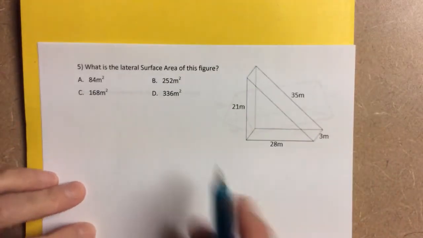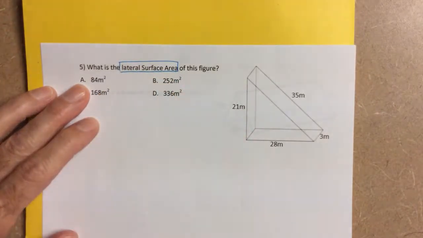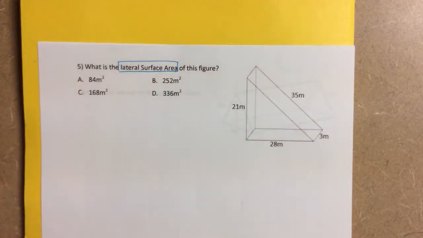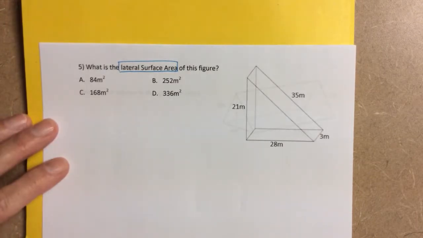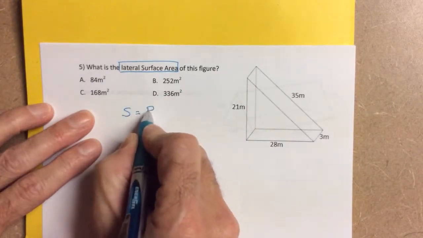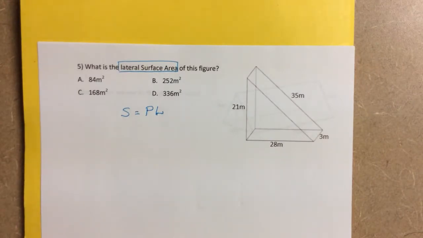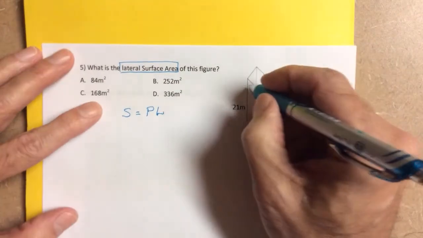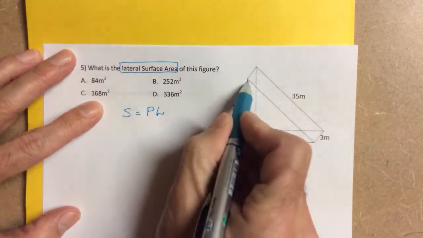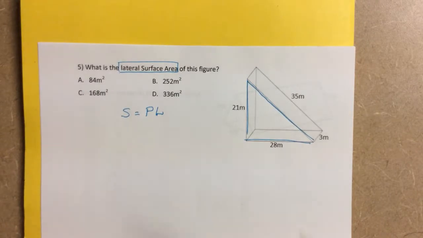Number 5, lateral surface area of this figure. I think this probably trips some people up. What is this figure? Well, it's a triangular prism. So lateral surface area would be perimeter of the base times the height. Well, this really does matter. Since the name is triangular prism, the base has to be one of the triangles.